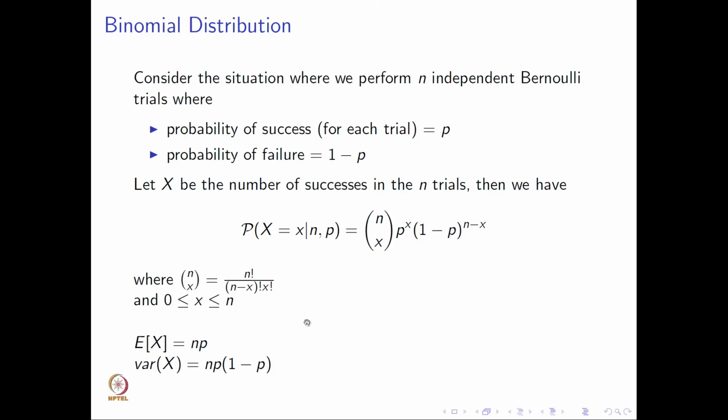Note that here x is going to be a number between 0 and n. The expectation of a random variable following the binomial distribution equals np, and the variance equals n into p into 1 minus p.